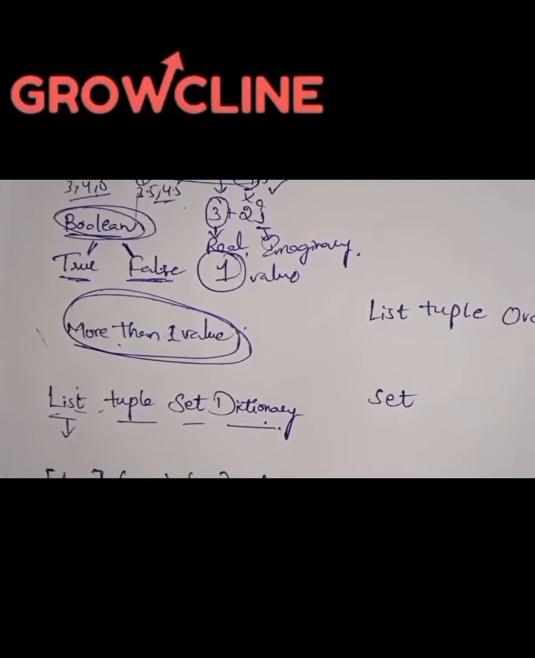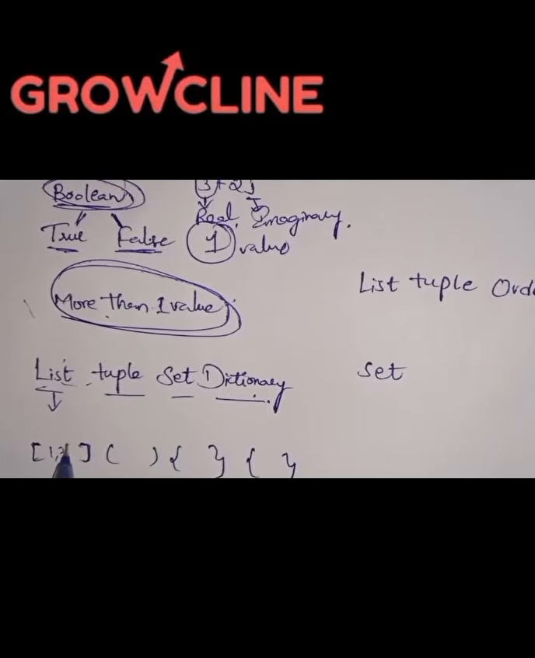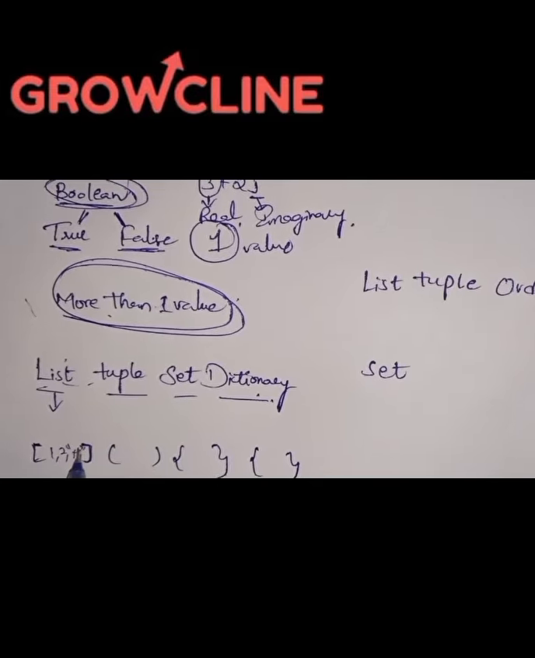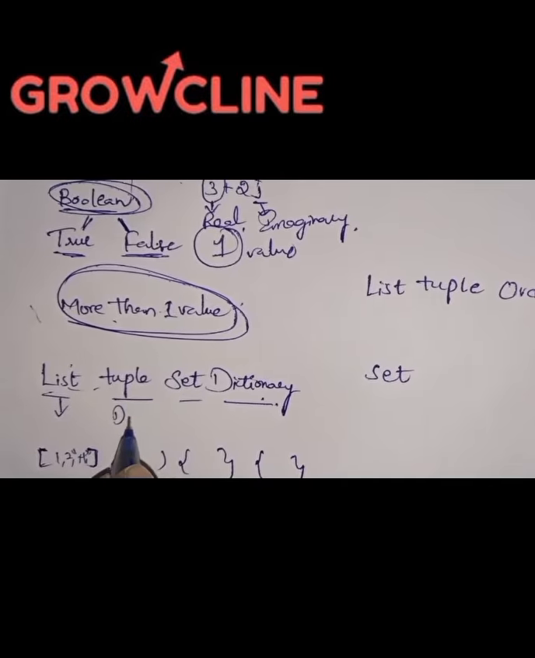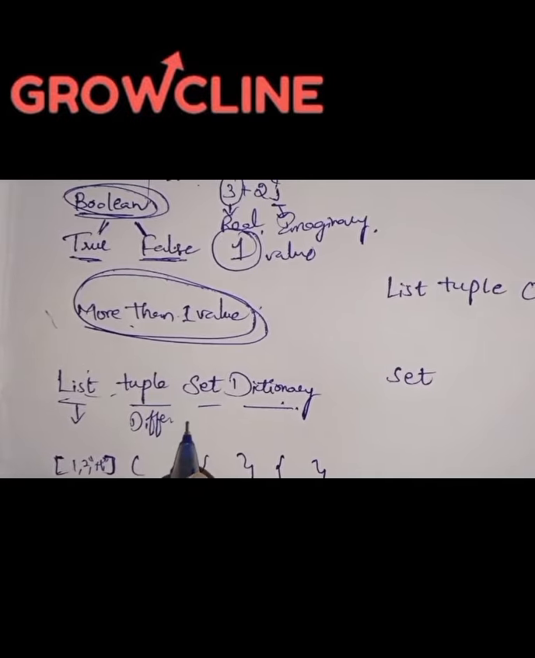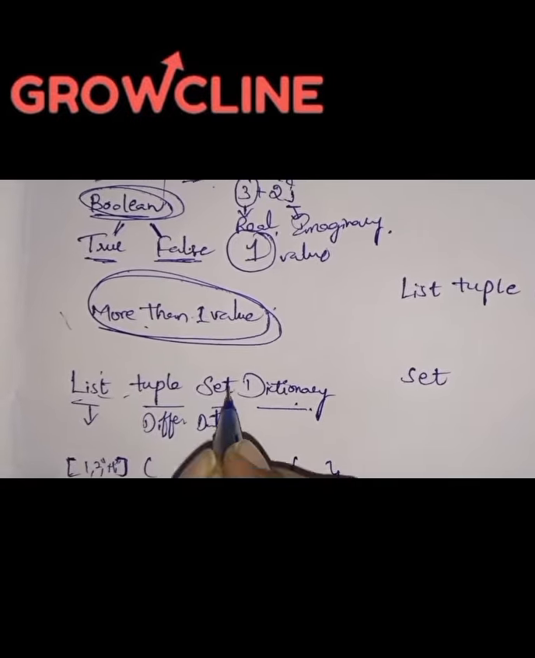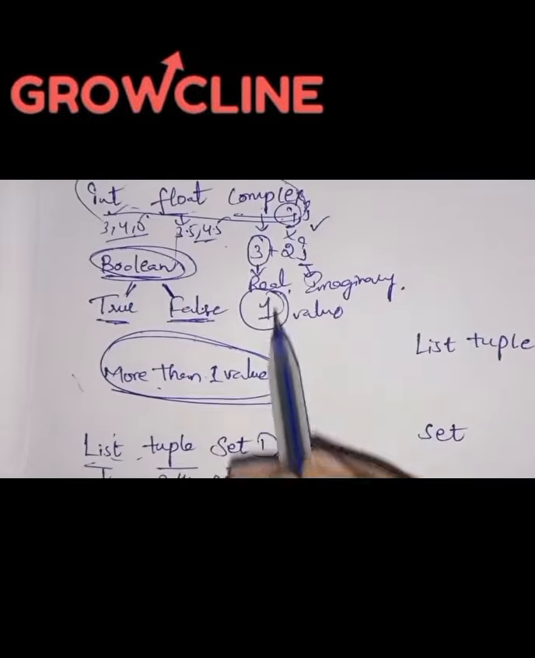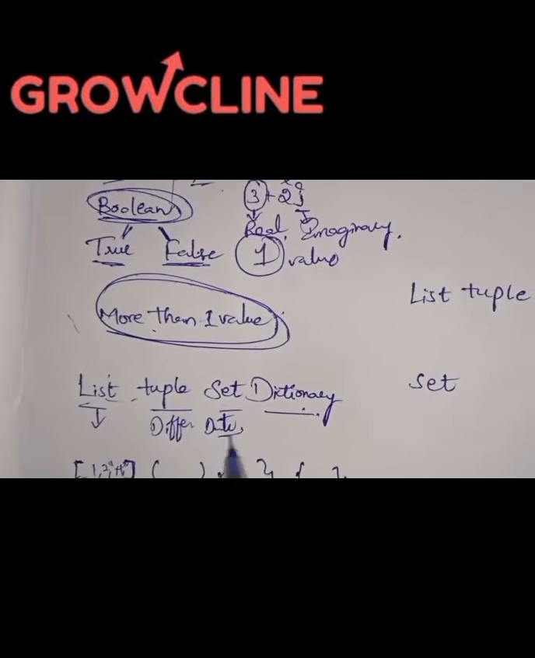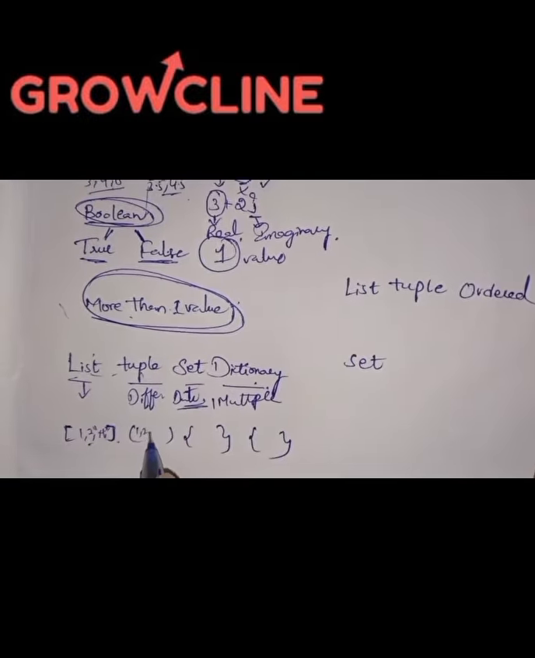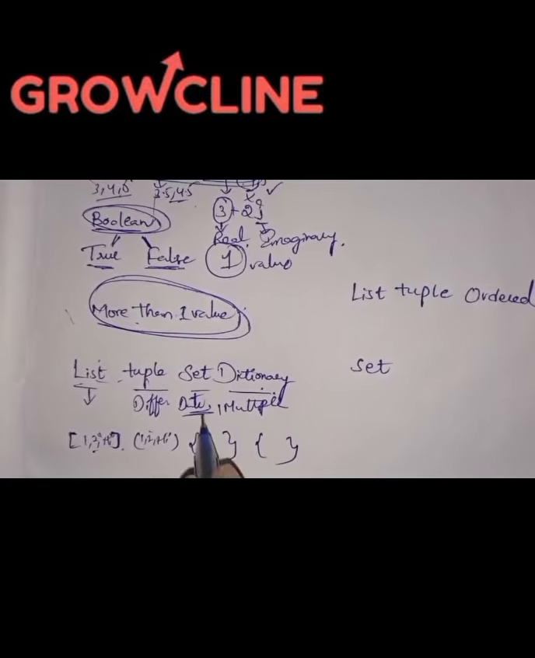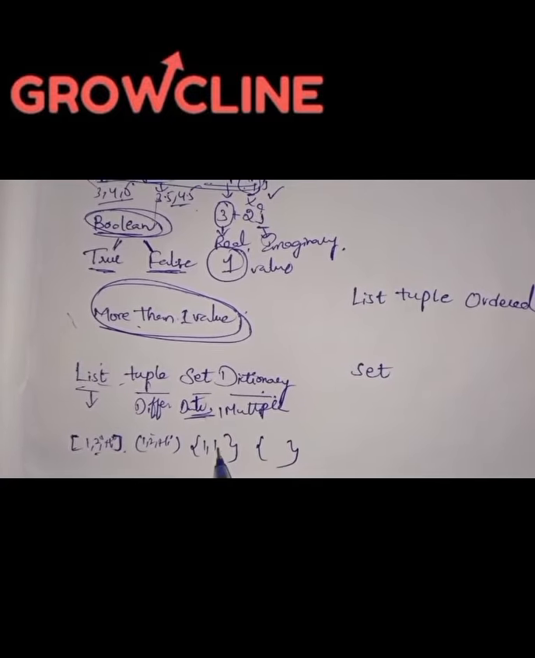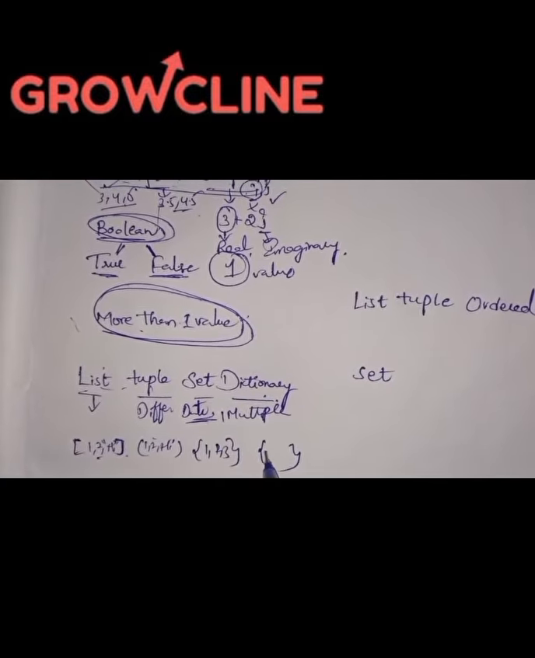In all these, list, tuple, set and dictionary, you can store different types of data. Here I am storing integer and string values. Similarly, in tuple, set and dictionary, you can store different types of values like integers, floating values, boolean values, anything which is discussed above. Tuple is represented in the form of parentheses and we can store different types of values. Set is represented in the form of curly braces and we can store different types of values.